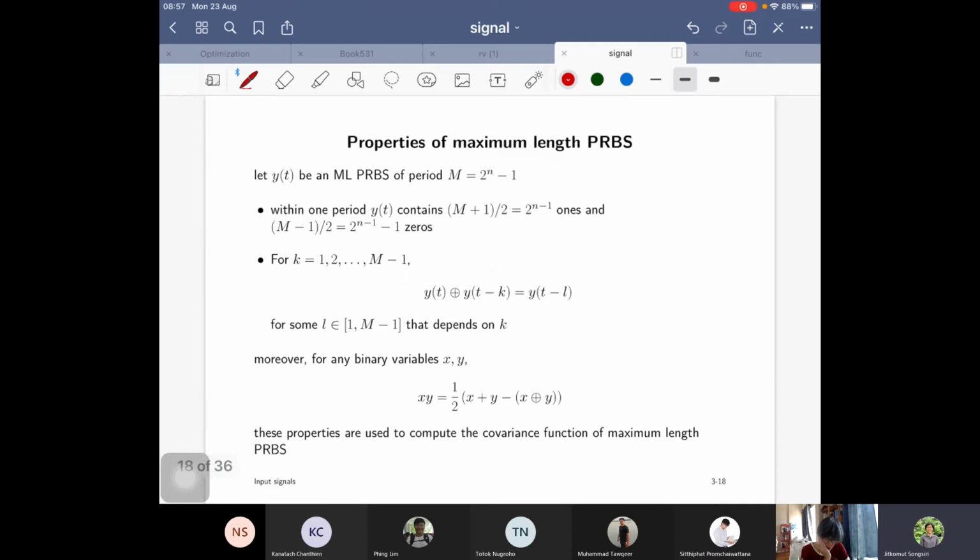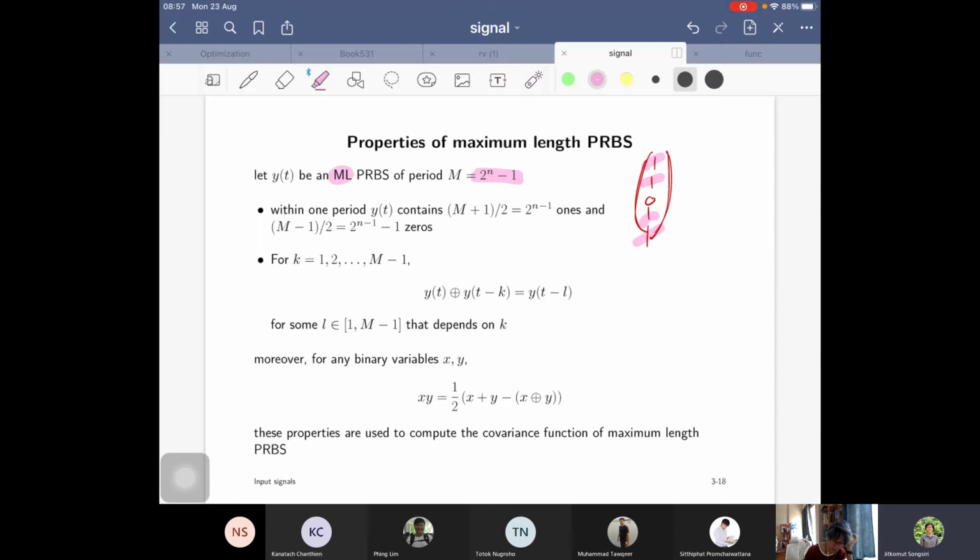Okay, now let's talk about the property. Whenever your PRBS sequence has a maximum length, that length is given by 2^n - 1. With all those possible sequences, suppose this is one possible state, we look at the number of ones in the state.